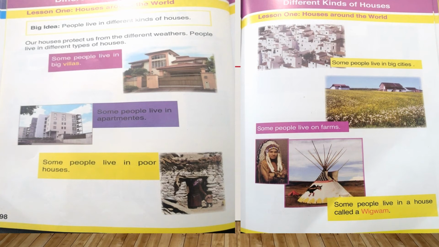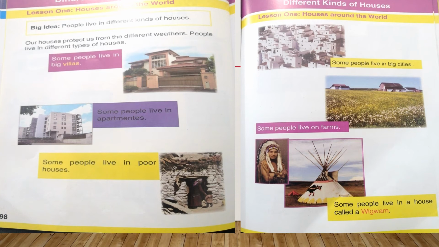Okay, so let's proceed. So we have lesson 1, houses around the world. So the big idea here is people live in different kinds of houses around the world. So I read: our houses protect us from different weathers. People live in different types of houses.